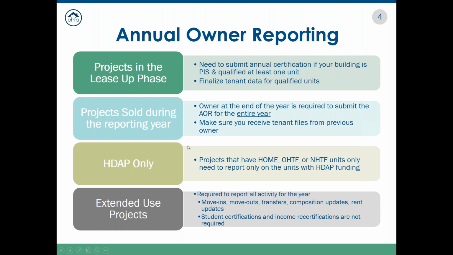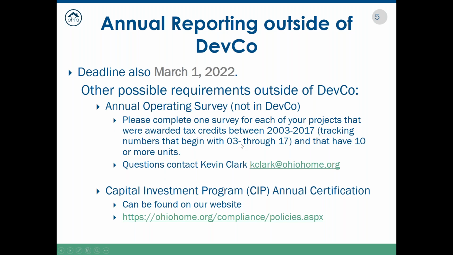So the next thing we're going to discuss is annual reporting outside of DevCo. So there's a few different fundings that you still have to submit, but you do not submit them in DevCo. This includes projects that were awarded tax credits between 2003 and 2017. You have to submit an annual operating survey.